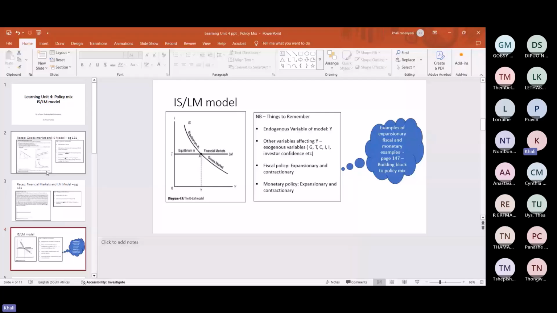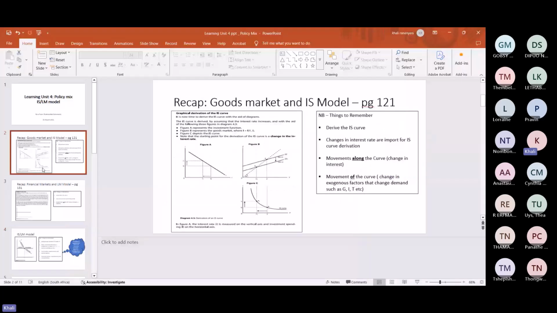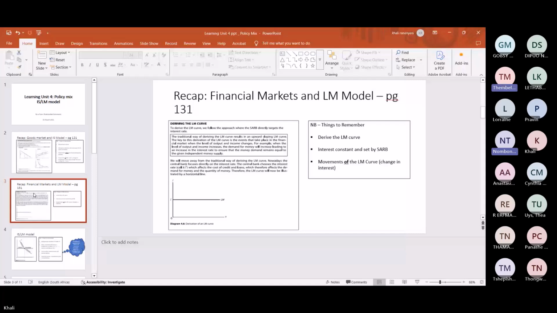So I think you guys are fine with slide 2, right? This is where we derived our IS model, where I was saying our IS curve is downward sloping and it's a function of interest rates on your vertical axis and the level of output or income on the x-axis. Then I went to slide number 3. Can you see slide number 3? Yes, we can see it.